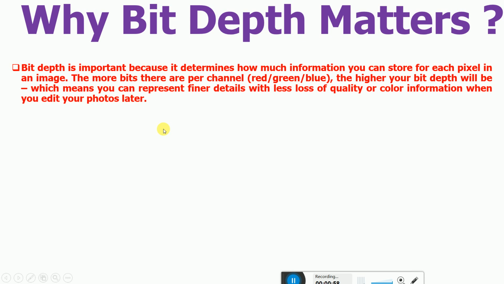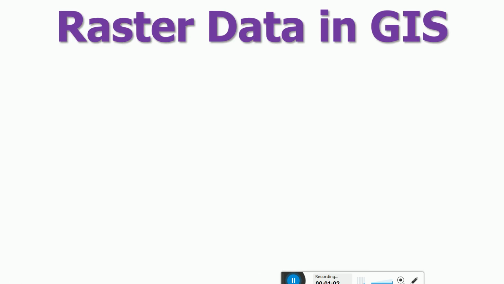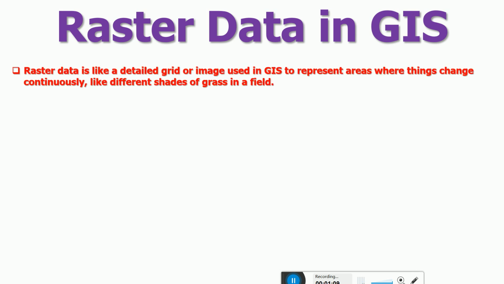Yesterday we read about bit depth, why bit depth is important, and what bit depth is. So today we will learn about raster data in GIS. Raster data is like a detailed grid or image used in GIS to represent areas where things change continuously, like different shades of grass in a field.